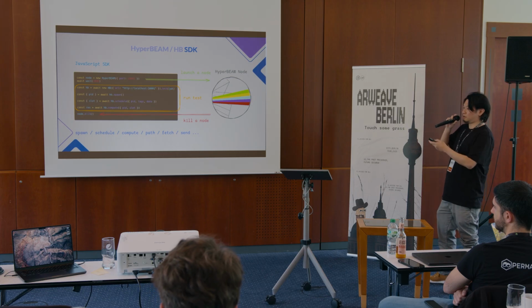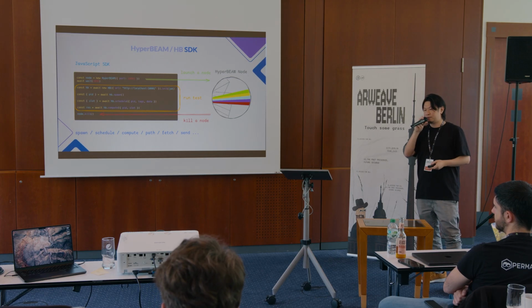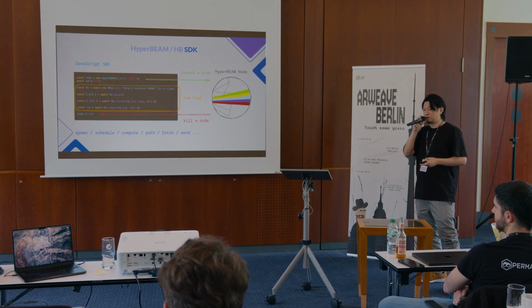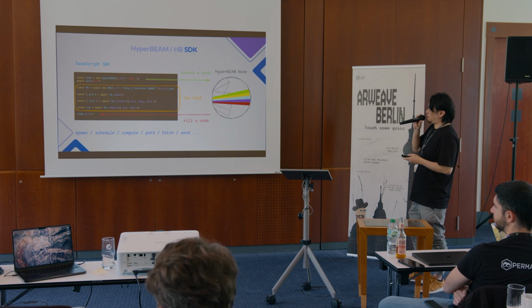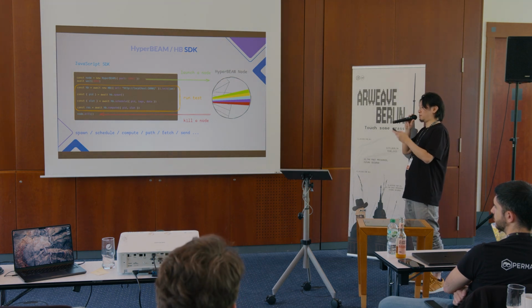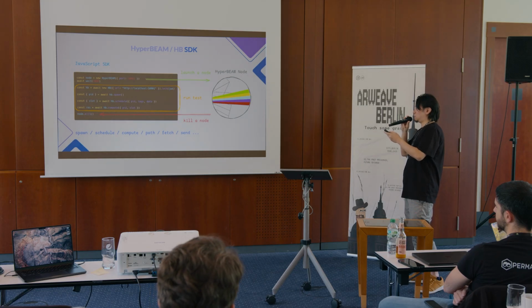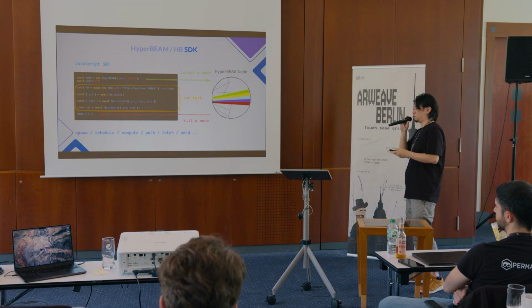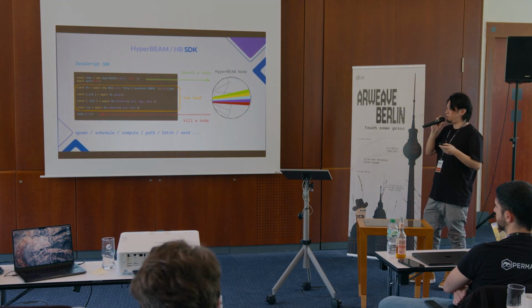So now this is what I wanted to talk about today. It's Hyper-Beam ready today. So it's basically a Hyper-Beam SDK in JavaScript. So what you can do is when you run a test, Hyper-Beam SDK will launch a Hyper-Beam node from within your JavaScript testing code, and you can test anything against the Hyper-Beam environment, and you can shut down the node after the test. So this effectively creates a sandbox environment for Hyper-Beam for your testing.